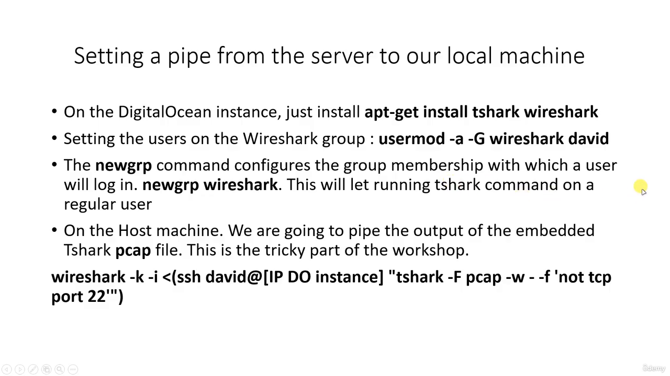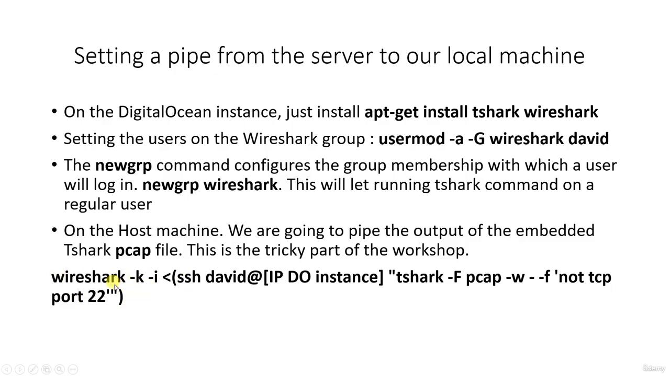On the host machine, we are going to pipe the output of the embedded T-Shark capture file. All the files that Wireshark saves in the directory we previously selected will have a .pcap extension at the end. Make sure you remember this, because this is the Wireshark file, and this is the tricky part of the workshop, and this is the final command line.